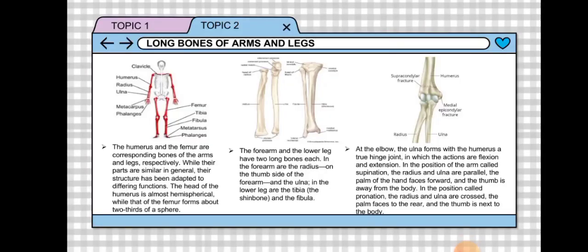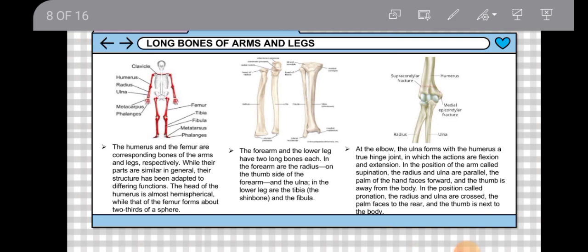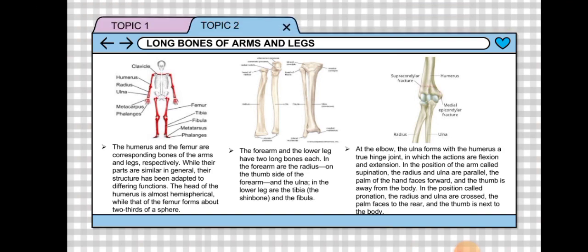So, good day. My name is Chesar Daneza, and I am going to discuss the parts of the long bones of arms and legs. First, the humerus and the femur are corresponding bones of the arms and legs, respectively. While their parts are similar in general, their structure has been adapted to differing functions. The head of the humerus is almost hemispherical, while that of the femur forms about two-thirds of a sphere.